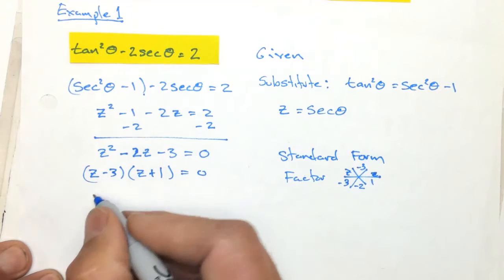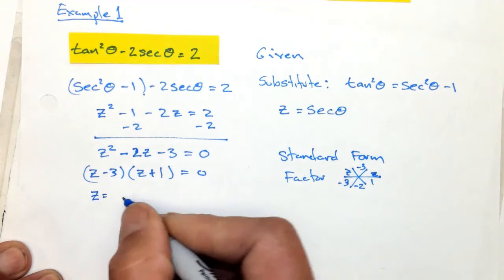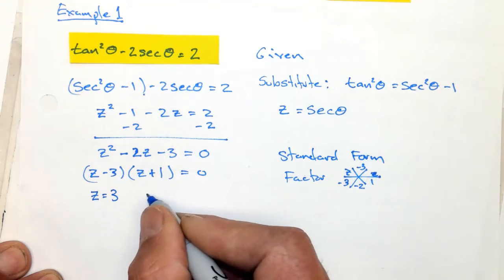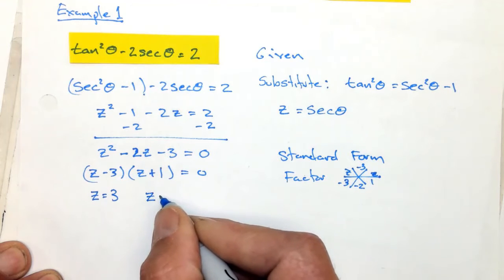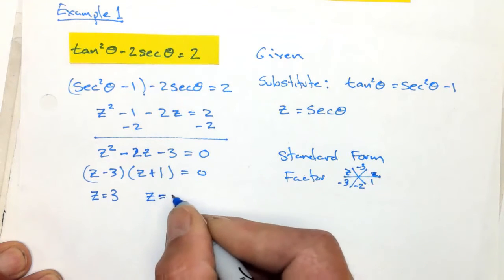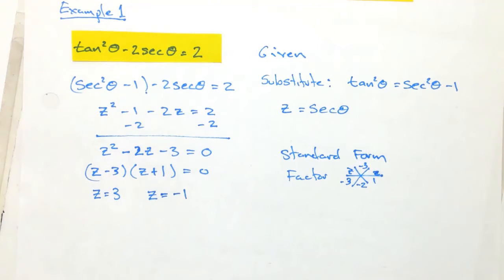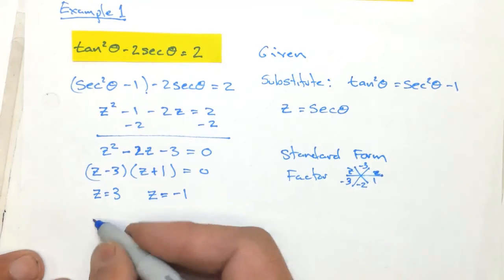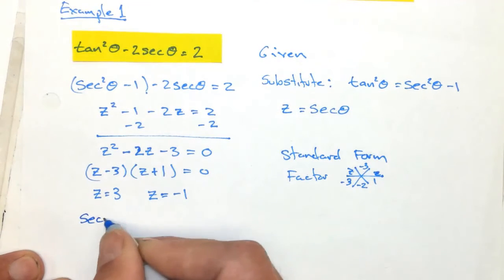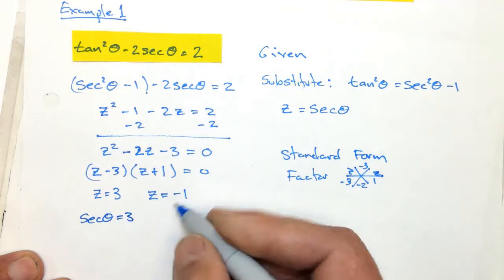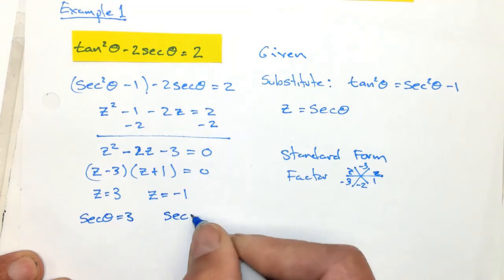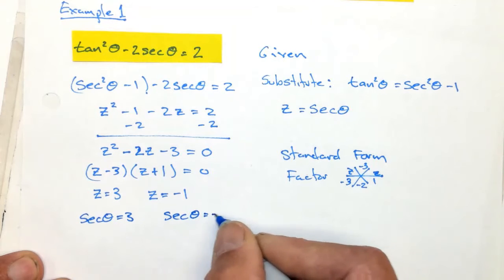Using the zero product property, I get the two answers. z equals 3 and z equals negative 1, so basically adding 3 to both sides and adding 1 to both sides. So there it is. And now I know that's my secant theta. So I have secant theta equals 3 and secant theta equals negative 1.